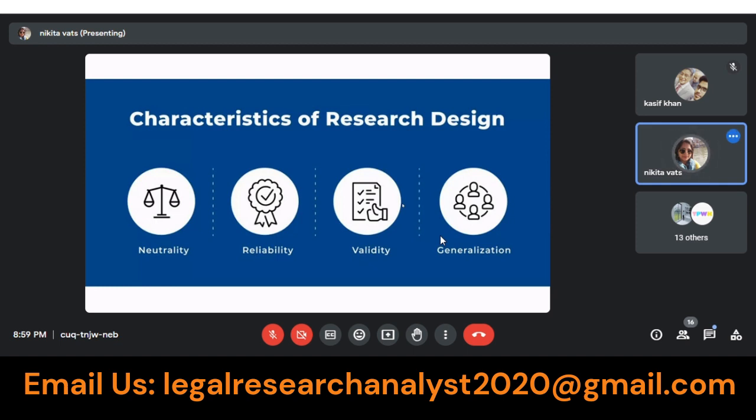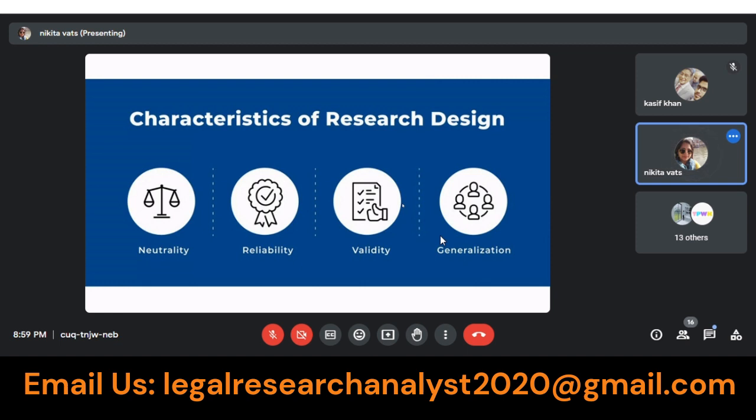Third is validity. It should be valid, right? Last is the generalization part. An important aspect of research is that common people should also be able to understand whatever you're writing, because what exactly are you doing at the end? You want people to understand your research, right? You want to convey something to the people. So it should be easier to comprehend.